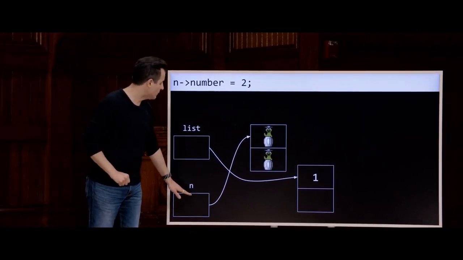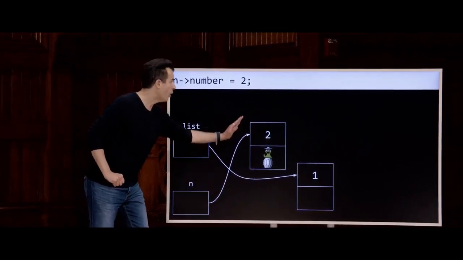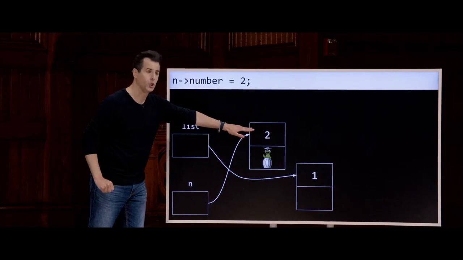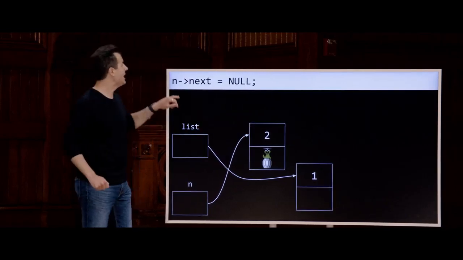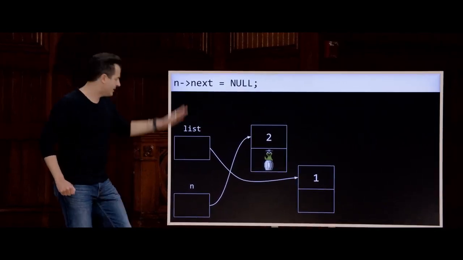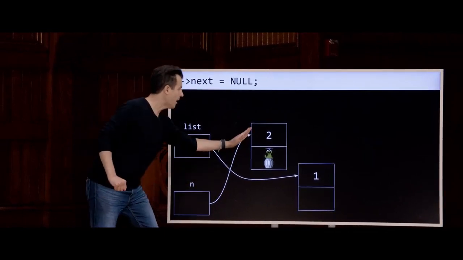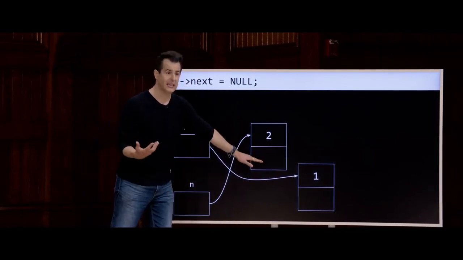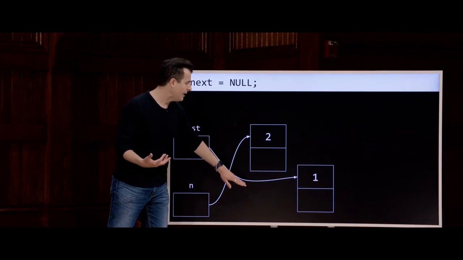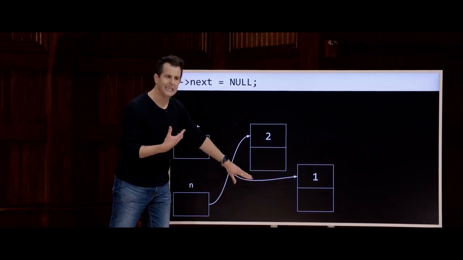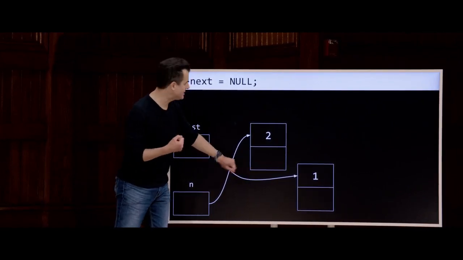And we can change the value of n, follow the arrow, to number, and that becomes 2. Similarly, we can do this again and set n arrow next, so start at n, follow the arrow, access the next field, and set that equal to null. Now, we're not quite done yet, because we haven't actually linked things together. So here's now where things get interesting.